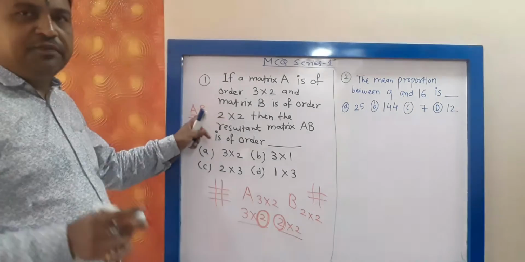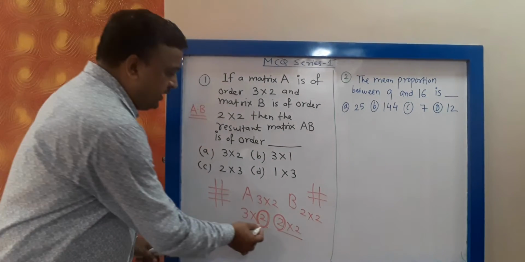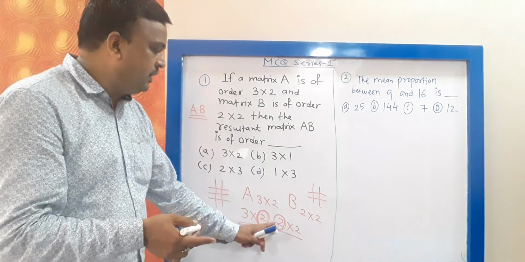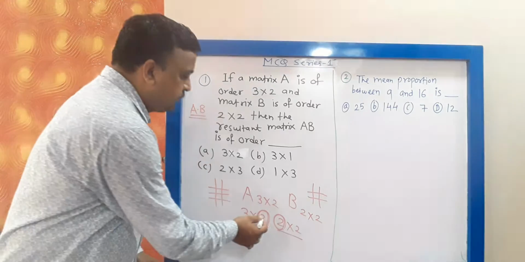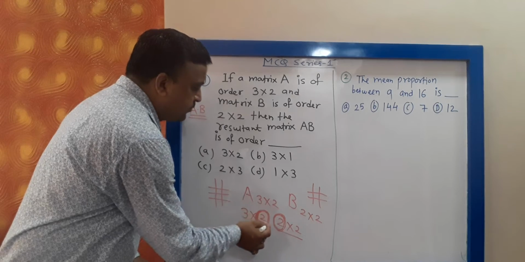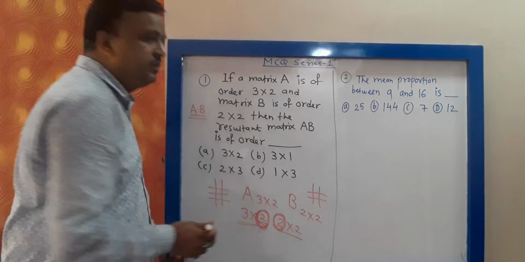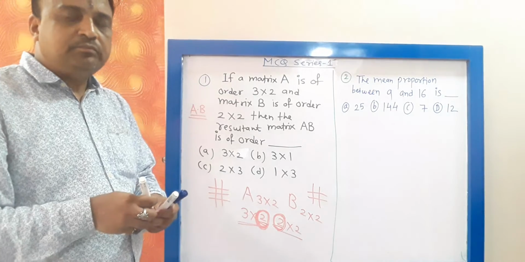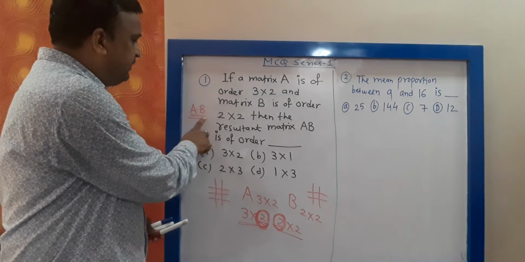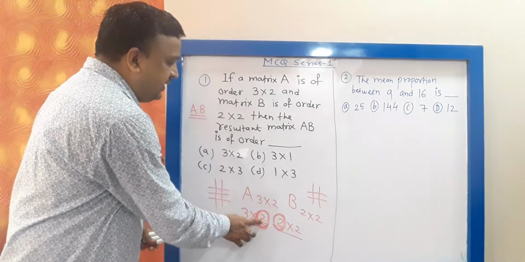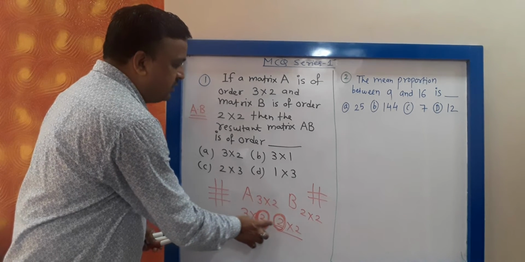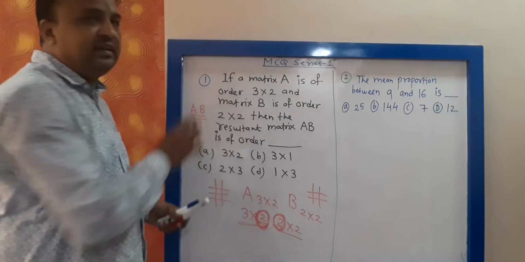So A dot B is defined when the number of columns of A, that is 2, is equal to the number of rows of B, that is 2. So the number of rows of B is 2, the number of columns of A is 2. So this 2 is equal to 2. That means AB is defined. Is it clear? AB is defined because the number of columns of A is equal to the number of rows of B.